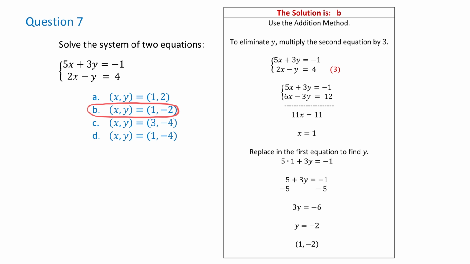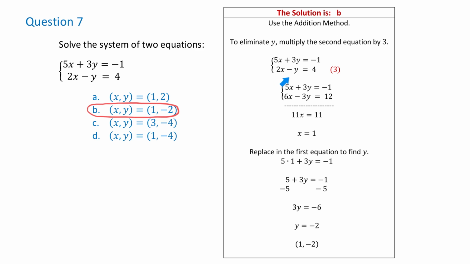To solve this system, we can use the addition method. With this method, we add the 2 equations together, and when we do this, we want one of the variables to be eliminated. A variable can be eliminated if it has opposite coefficients, like 3y and -3y.